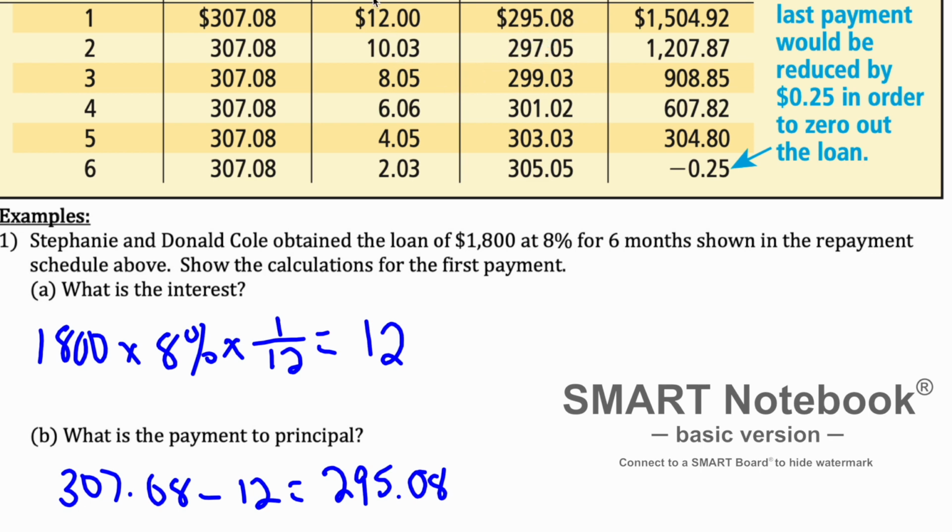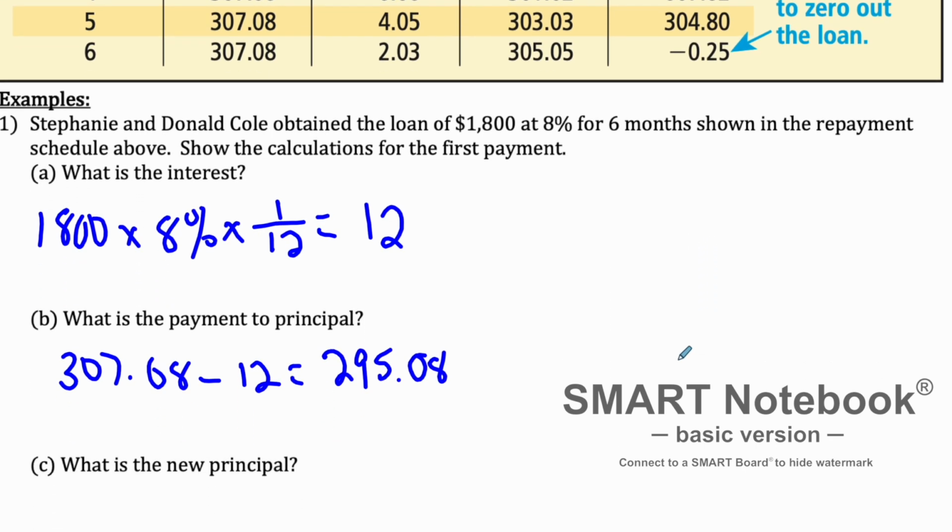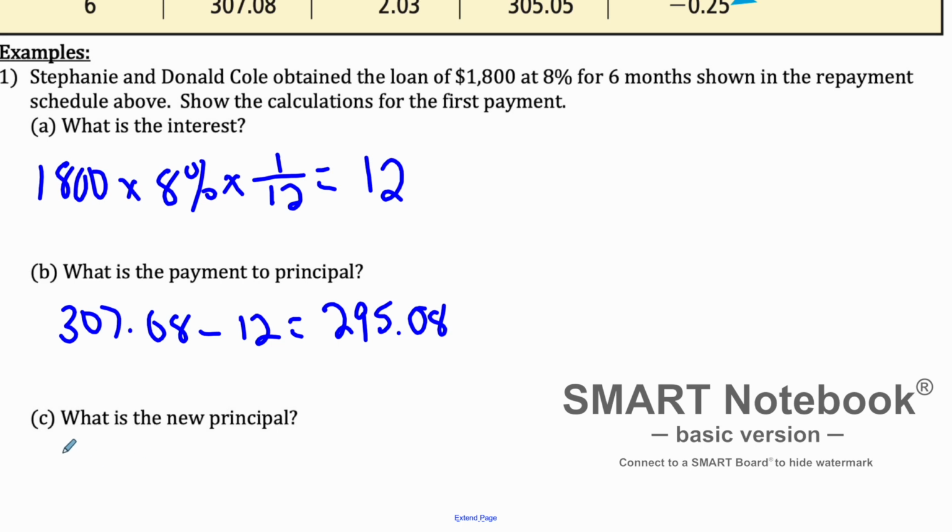So the last question, I'm going to be scrolling up and down here on this last one because I can't fit part C on here. If I didn't have this watermark, I'd fit it over here, but it's just going to get messy if I try to do that. So I'm going to scroll up and down. The last part is asking you, what is the new principal?